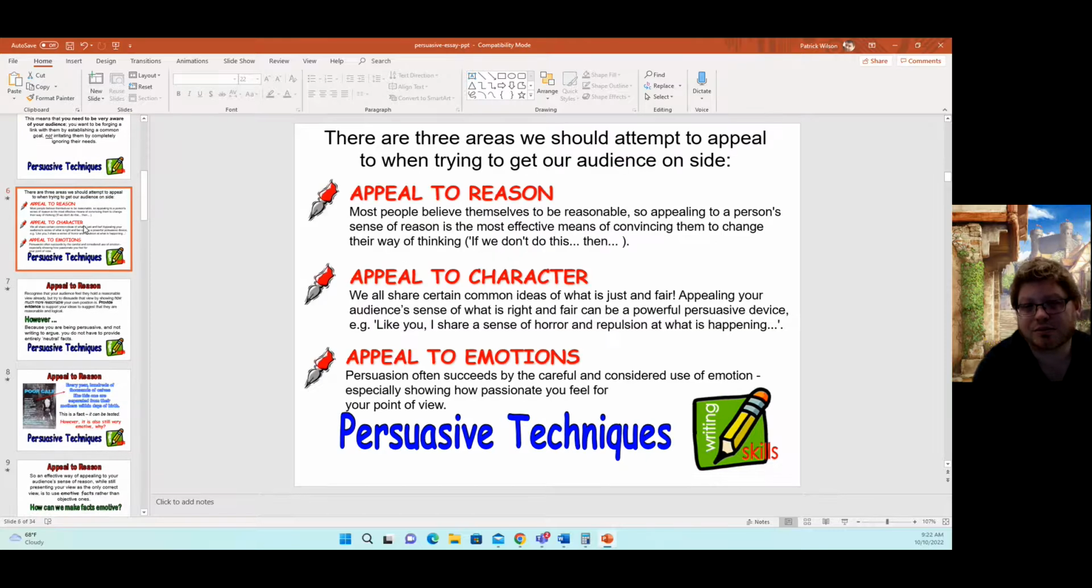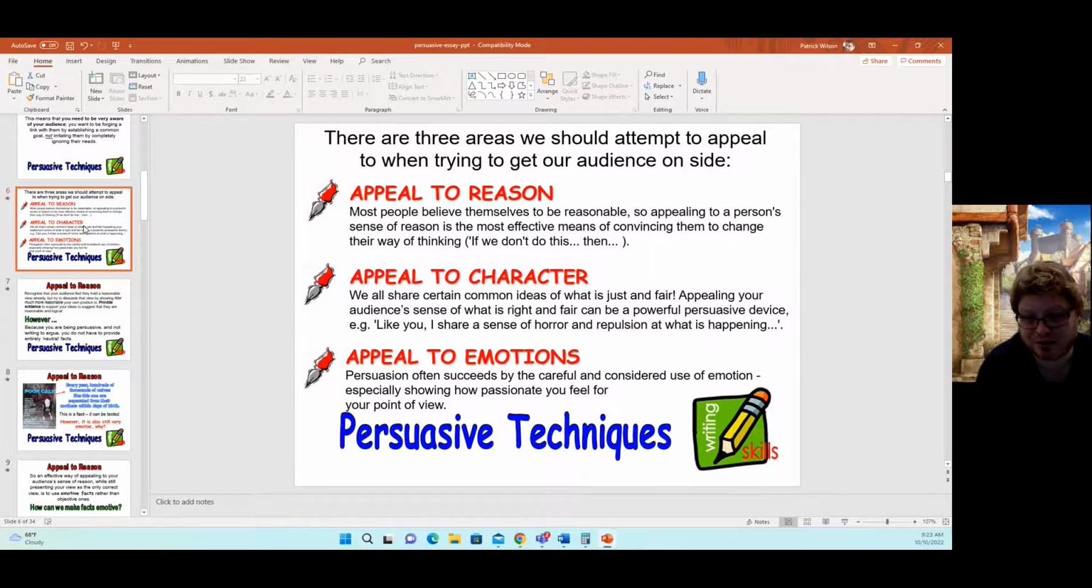Be careful. There are 3 areas you should try to appeal to when trying to get your audience on your side. Appeal to reason. Most people believe themselves to be reasonable, so appealing to a person's sense of reason is the most effective means of convincing them to change their way of thinking. Then, appeal to character. We all share certain common areas of what is just and fair. Appealing to your audience's sense of what is right and fair can be a powerful persuasive device. For example, like you, I share a sense of horror and repulsion at what is happening. That's just an example phrasing.